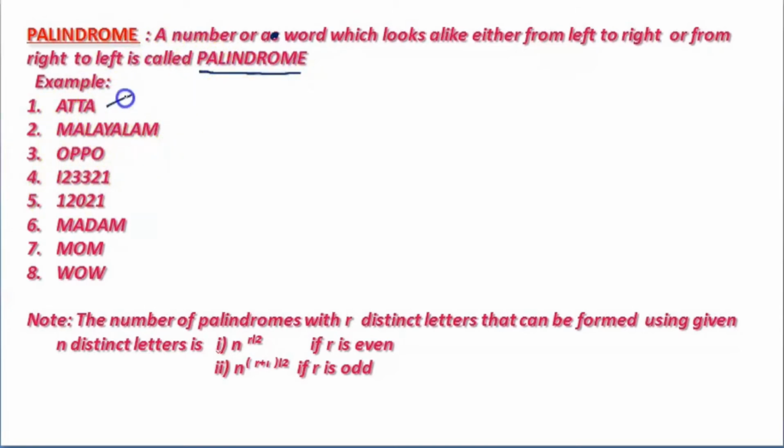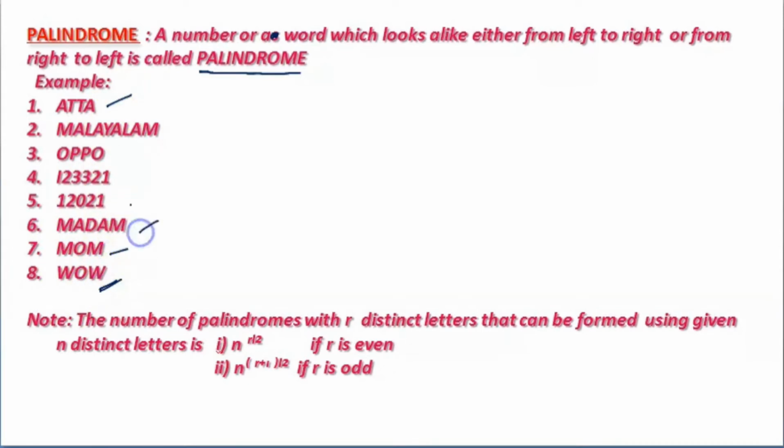So you look here, A, T, T, A, either from left to right or from right to left, it looks alike. Malayalam: M at the ends, next the second place from the end, third place from the beginning and end, fourth place from the beginning and end, and the middle term. So it looks alike either from left to right or from right to left. So these are some examples for palindromes.